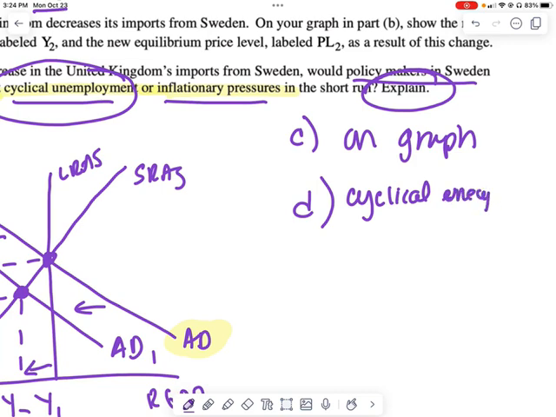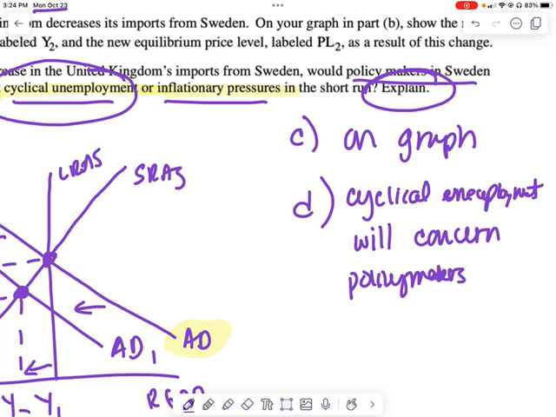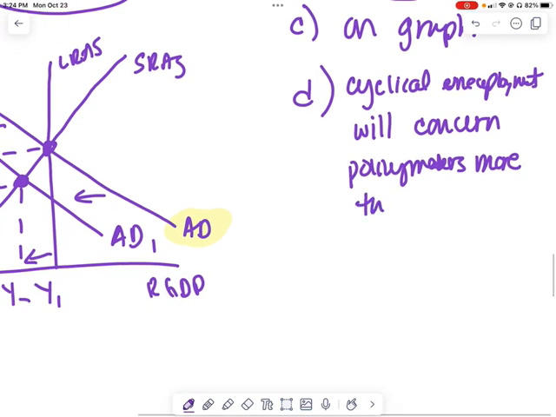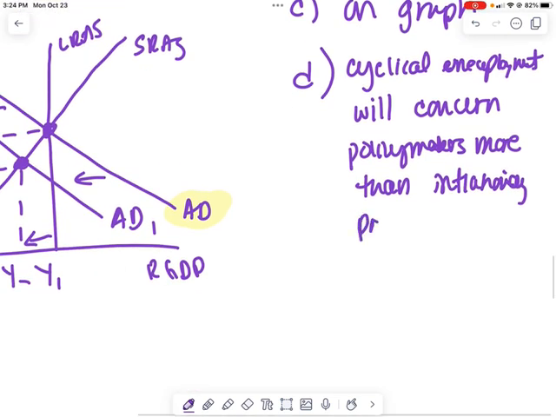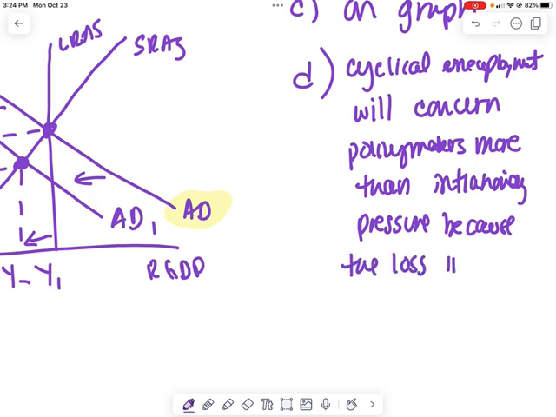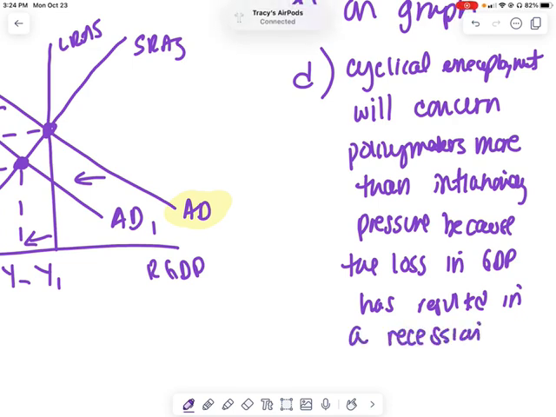So I'm going to say cyclical unemployment will concern policymakers more than inflationary expectations or pressures, because the loss in GDP has resulted in a recession and lower employment levels.